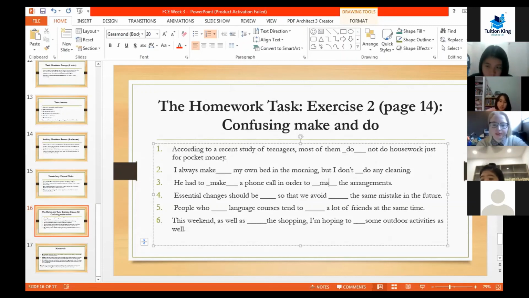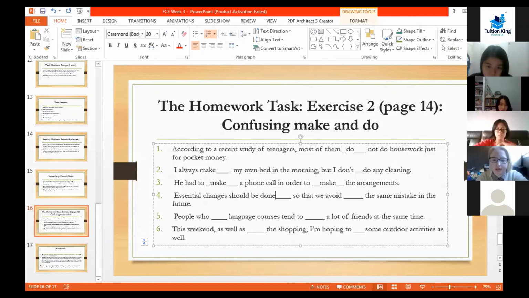Make the arrangement. Good, exactly. Essential changes should be, now this is in a passive form, so we need the past participle. Done. Good. So that we avoid making. Making. Good. So the first answer I heard there, making specifically, because this has become a subject.